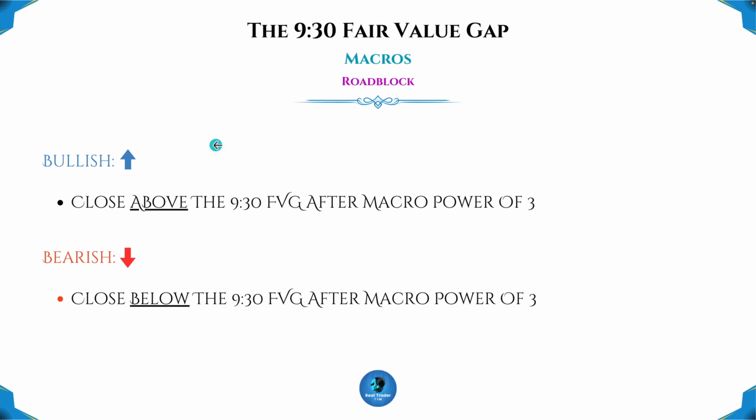We're going to get into chart examples, but the main thing with the 930 fair value gap as a roadblock is, when we are bullish, we want to see a close above the 930 fair value gap after the macro power of 3 has taken place. And when we are bearish, we want to look at a close below the 930 fair value gap after macro power of 3 has taken place.